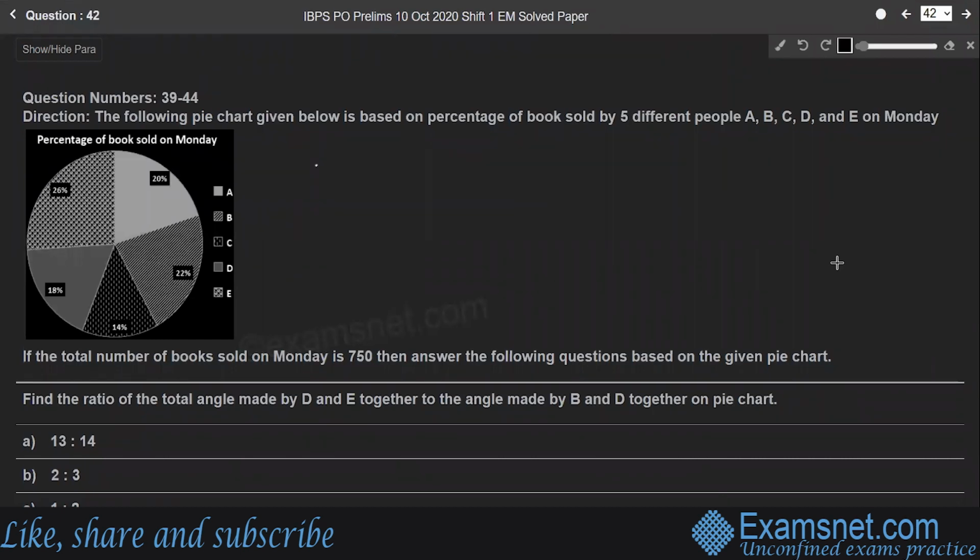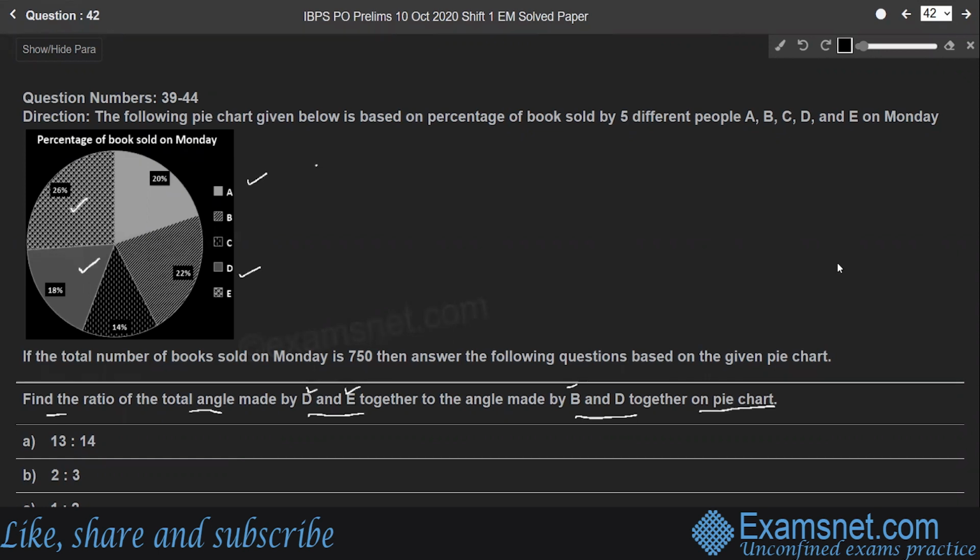Question 42. Find the ratio of the total angle made by D and E together to the angle made by B and D together on the pie chart. On this pie chart, we have the percentage of books sold by D, E and B, given from A to E. The percentage of books sold by D, with gray shade, is 18%, and that of E is 26%.